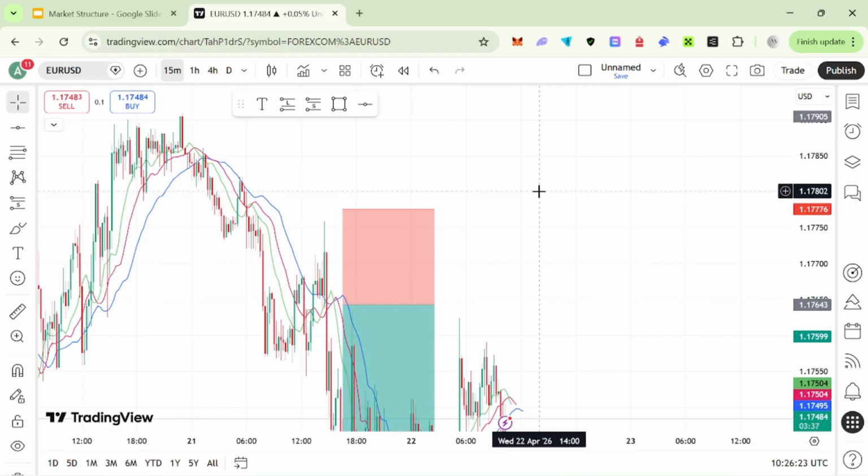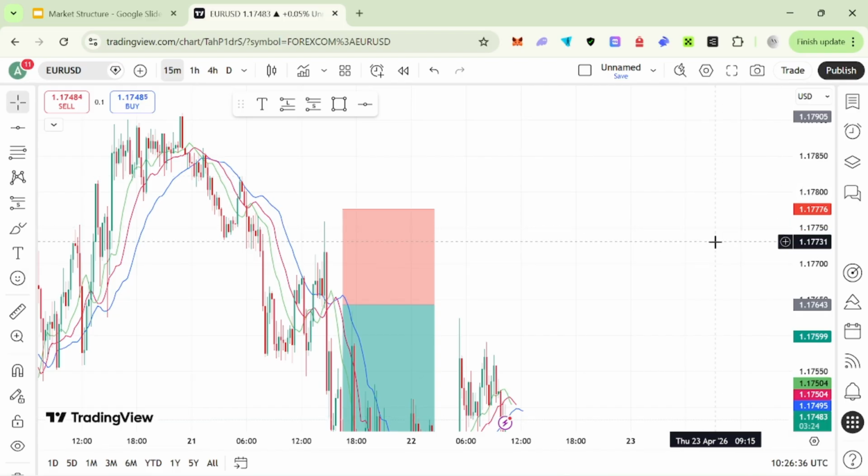So let's say 17800 to 17700. The difference between 800 and 700 is 100, right? But you have to remove one of the zeros. So for instance, you have 100, but when you take out one zero, you now have 10. So you should understand that this is a 10 pips movement from 800 here to 700 here. It's a 10 pips movement.